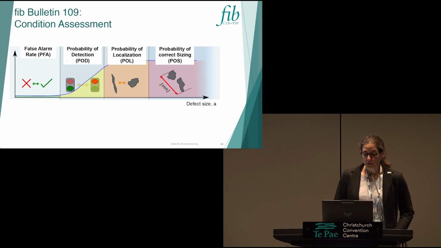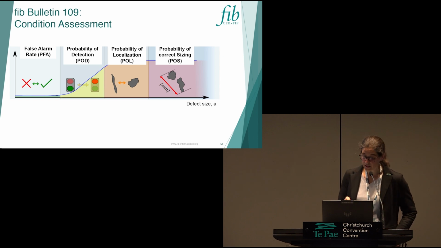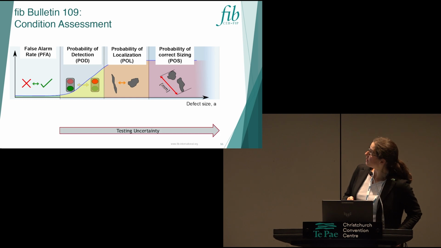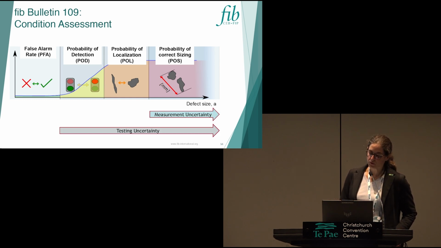Then afterwards, we also need to know, are we able to localize a defect? Do we know the correct size of the defect? I think for most of the defects we are mostly looking for, you have no idea about that. And this is something which we attribute to the testing uncertainty. And if you also include the probability of correct sizing, then you have the measurement uncertainty.